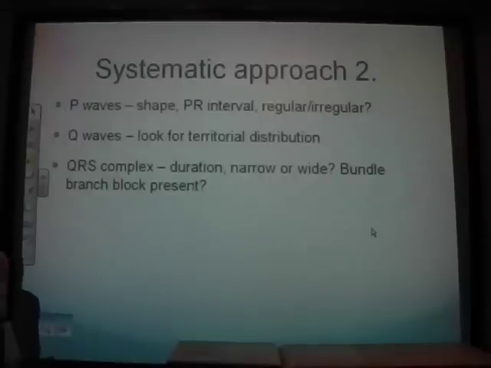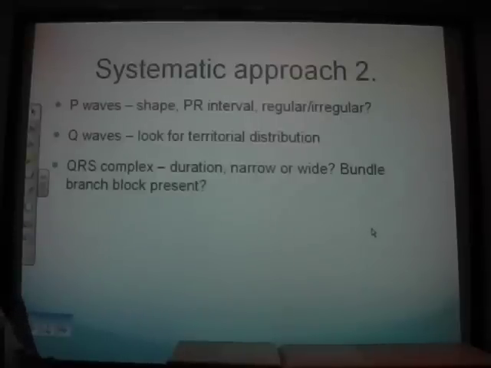Q waves. I assume that you all know what I mean by pathological Q waves. Basically they're signs of old infarcts, and look for them in the territorial distribution. So if they've got Q waves present in the inferior leads, you can say they've had an old inferior infarct.